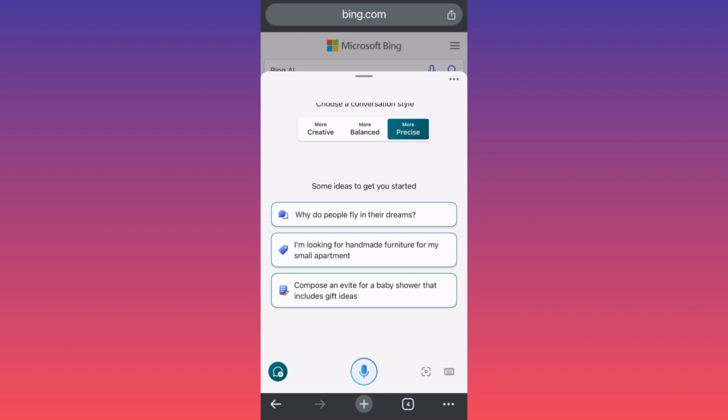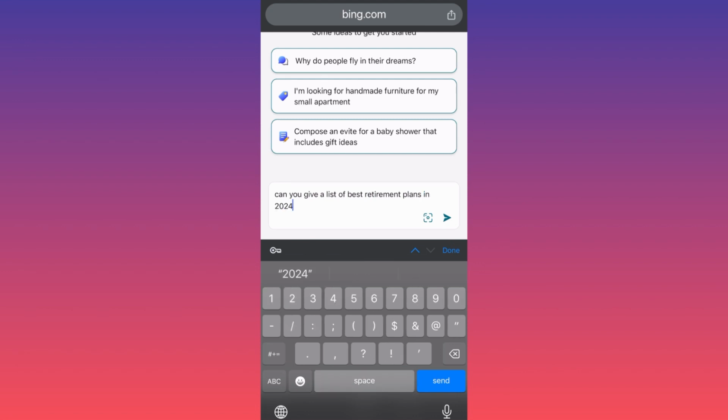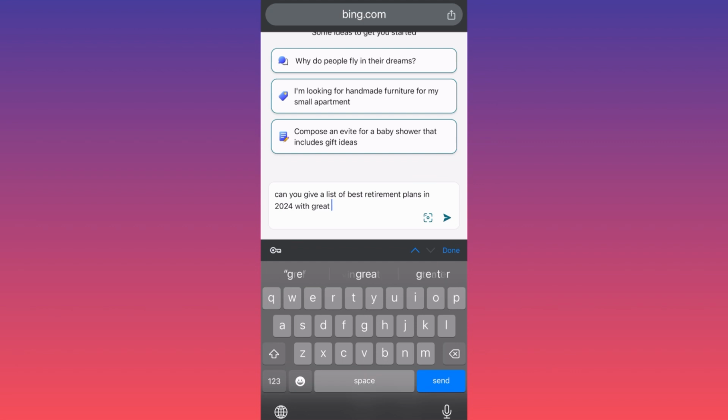So in this particular example, we're going to click on the lower right corner. Do you see the small keyboard icon? You click on it. Then you click ask me anything, and in this particular example, guys, we are going to ask about best retirement plans. Can you give us a list of best retirement plans in 2024 with great returns and low cost expense ratio?